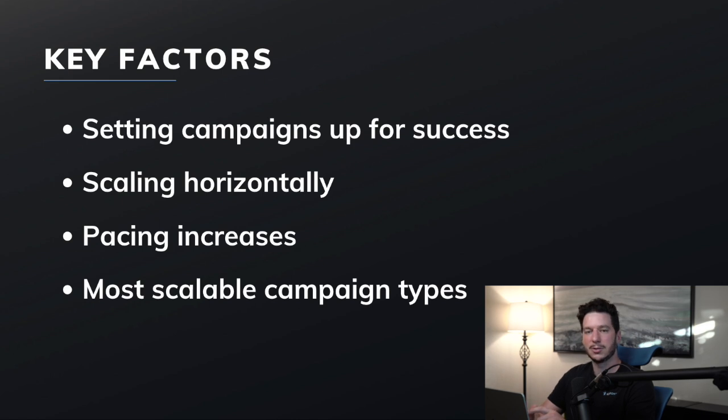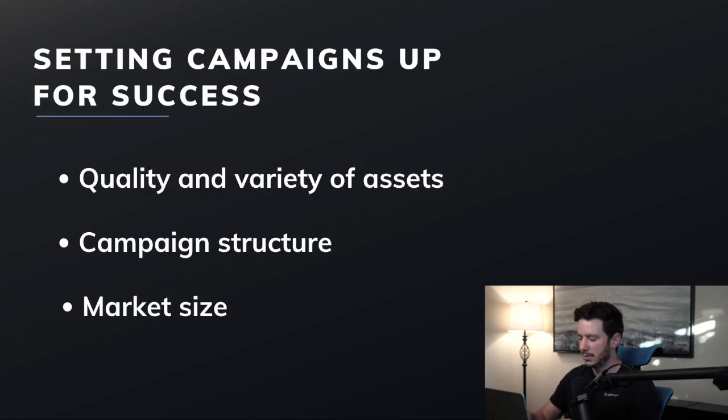Next is going to be scaling horizontally. When it comes to Google Ads, you're scaling a little bit differently than you might on some of these other platforms like Facebook, TikTok, Instagram. We'll go into that. And then the last two are going to be pacing increases, which will allow you to scale at the most profit and also not make your campaigns go haywire, and then the most scalable campaign types.